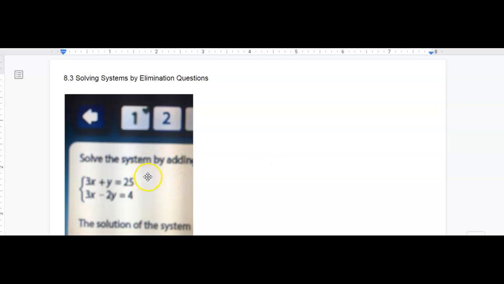They sent me a picture, so I'm thinking that this is A-3 number 2 maybe, because one was done. It says solve the system by addition or subtraction. I know the picture is blurred, but the system is 3x plus y equals 25, and the second equation is 3x minus 2y equals 4.